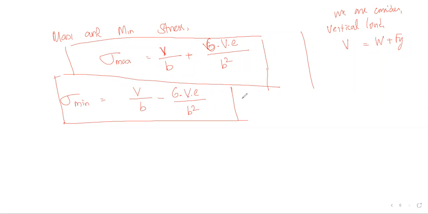So now you can think about what E is. That is how we can calculate the eccentricity E. So eccentricity E is equal to, as usual, our previous regular formula, that is D minus B by 2. We are going to use this: eccentricity E is equal to D minus B by 2.